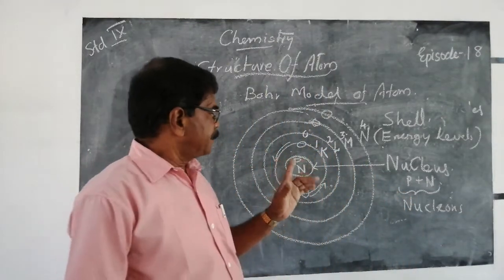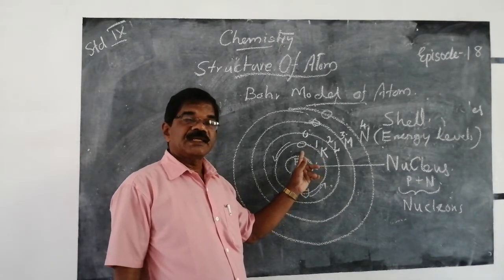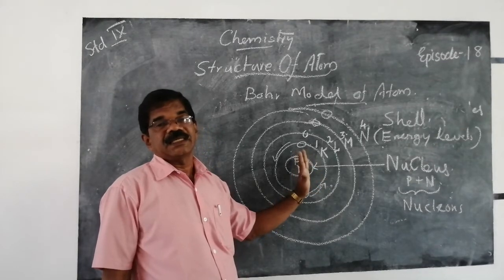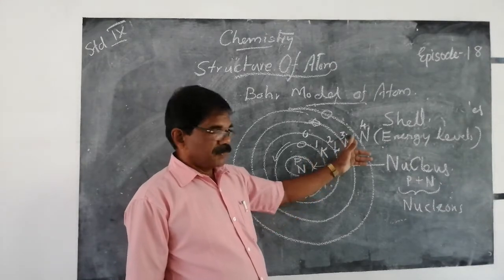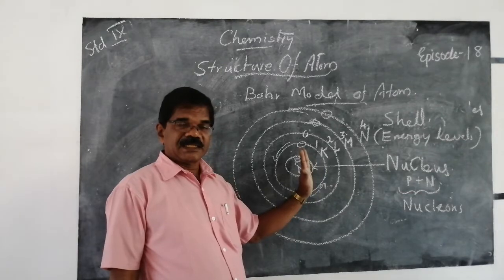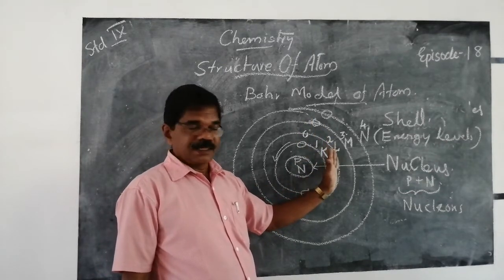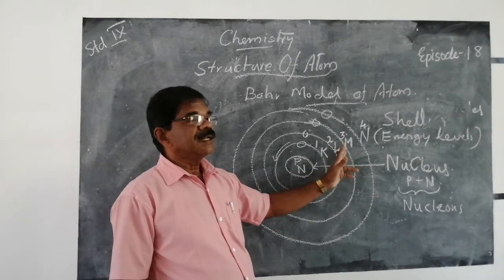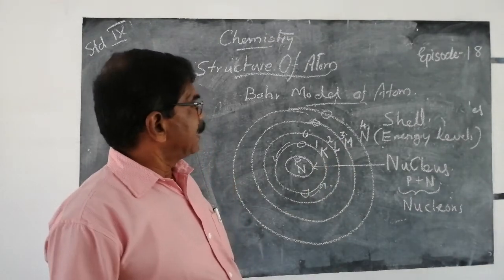The electron present in the K shell has very low energy. The energy of the electrons increases as the shell is farther away from the nucleus. K shell has the least energy. L shell has energy greater than K. M shell has energy greater than K and L. And N shell has energy greater than K, L and M.